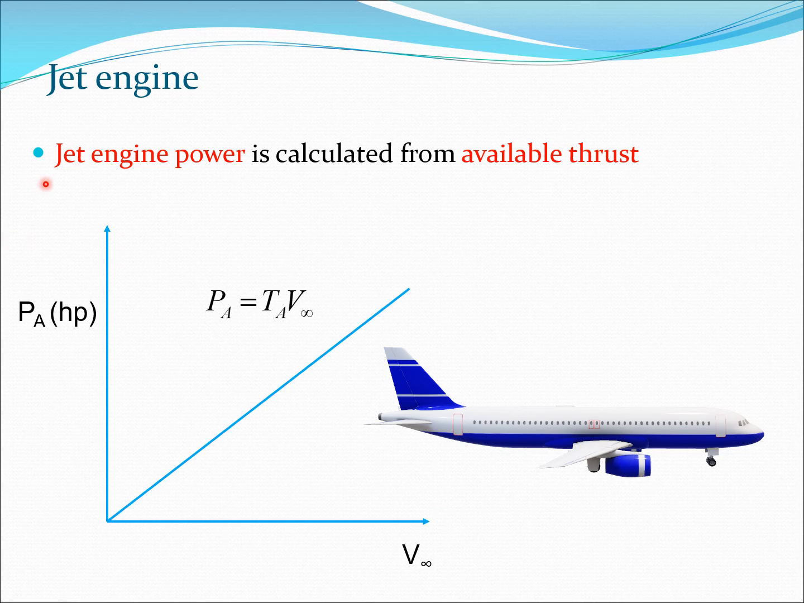Now if we look at a jet engine situation, here the power is calculated from the available thrust. For example, the available power PA is TA into V infinity, and if you recall, the TA value for a jet was almost constant, for example in our last lecture. If we multiply it by V infinity, we would essentially get a straight line, because at V infinity equal to 0, the available power would be 0.